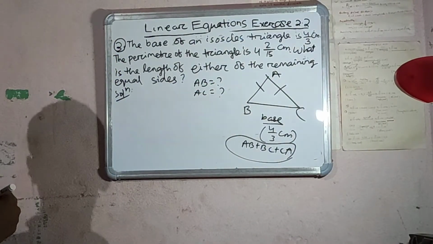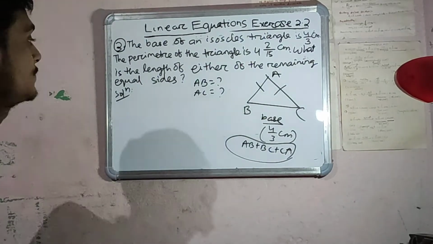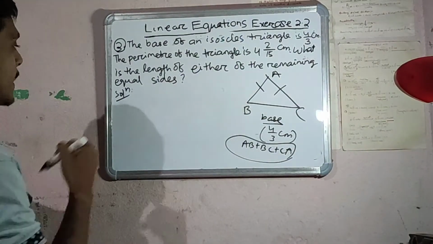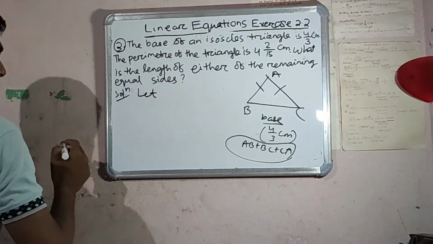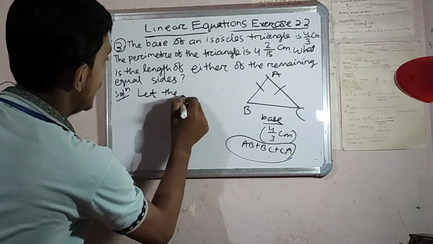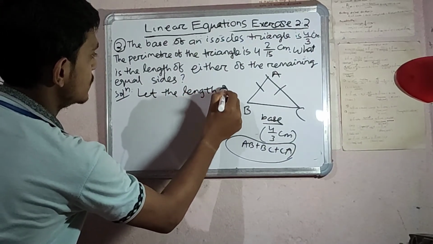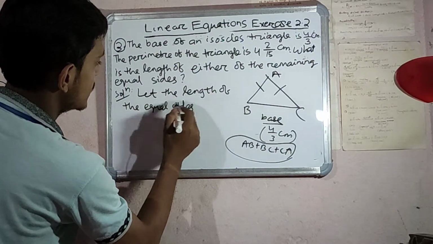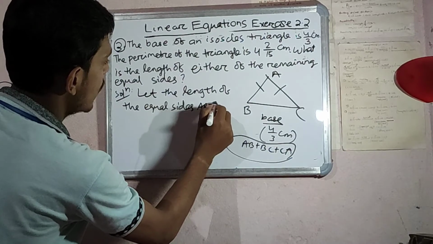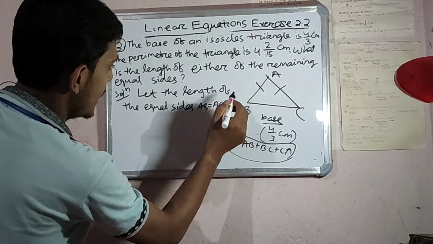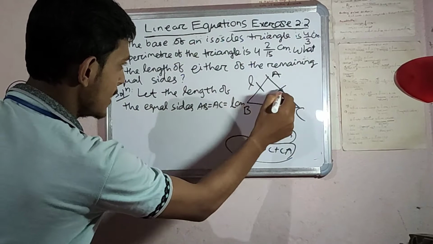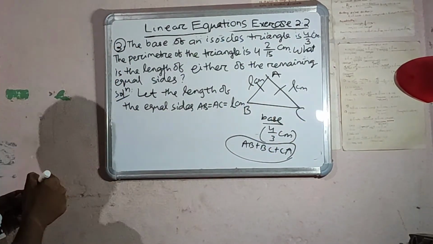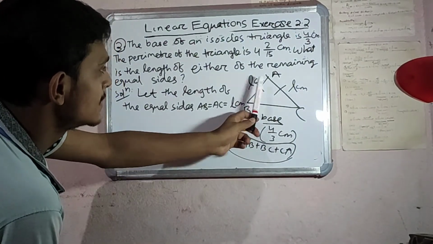So let the length of the equal sides AB is equal to AC equal to L centimeter. This is also L, this is also L. And the base is given.